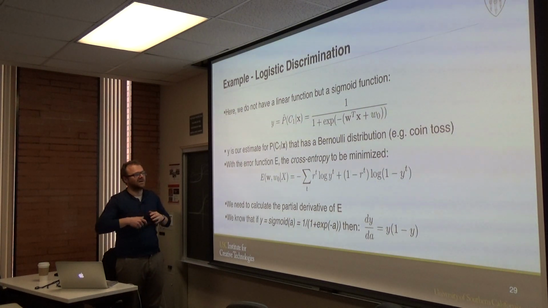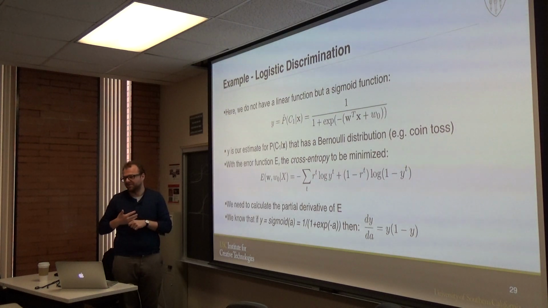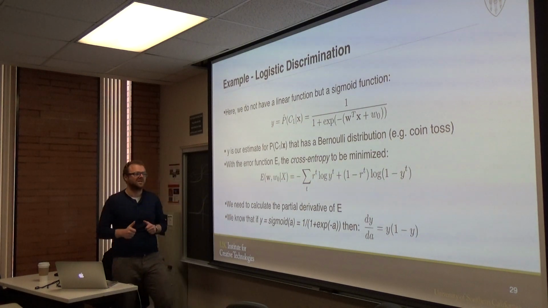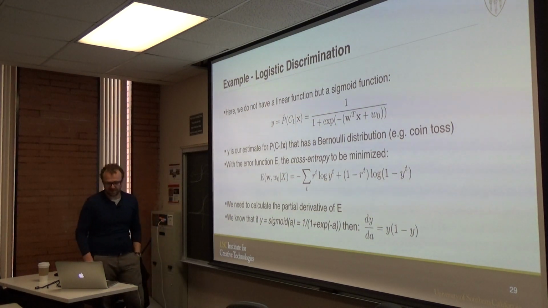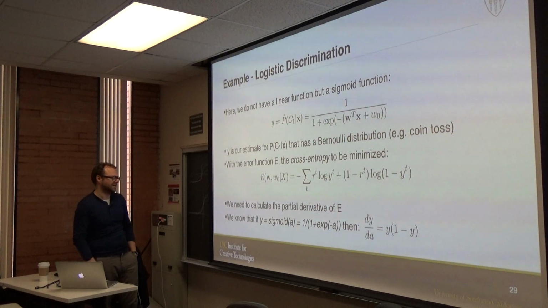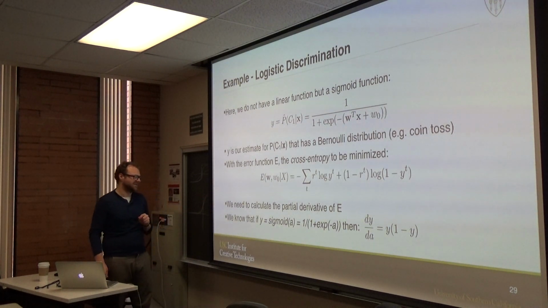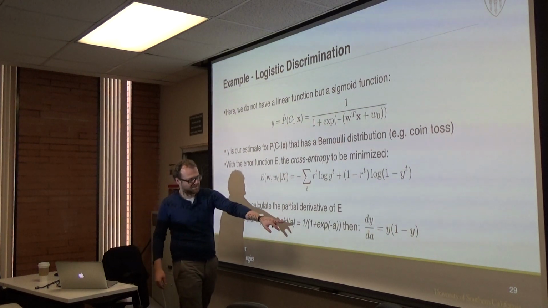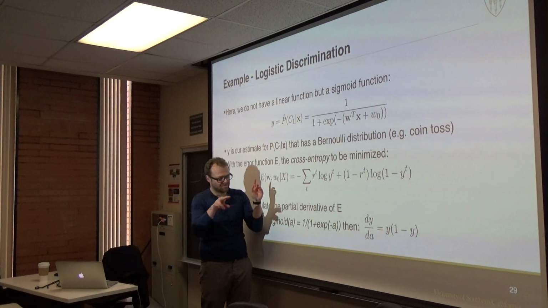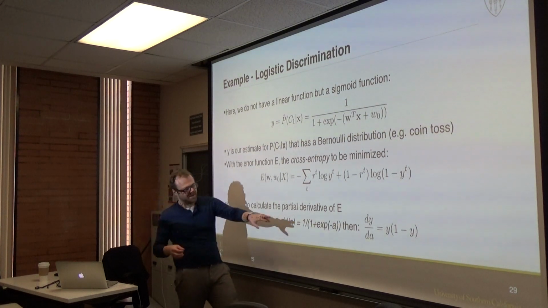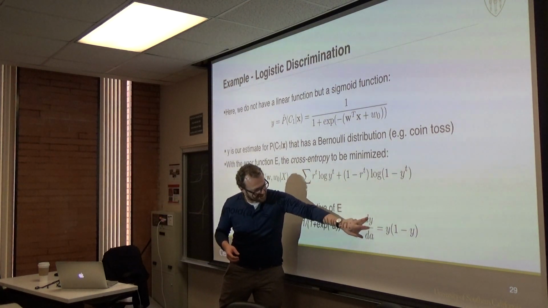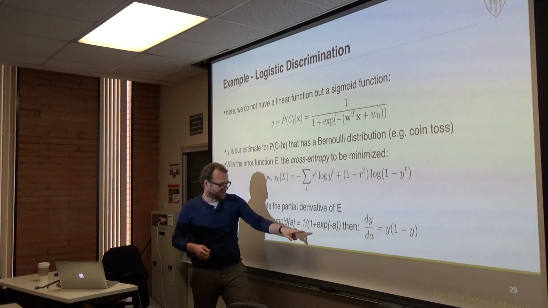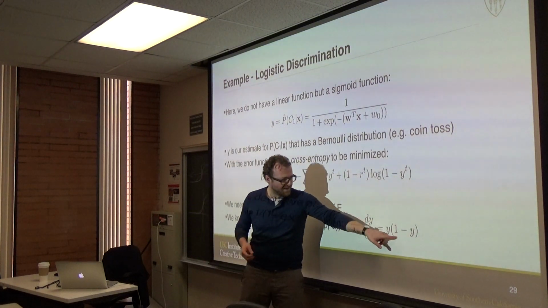the partial derivative of it is not very difficult. I mean, all these logs fall away if you derive it. Okay, so we need to calculate the partial derivative, and we know that y equals a sigmoidal. So this is our discriminant hypothesis space, so to say. And if we take the derivative of this for a, we end up with this.